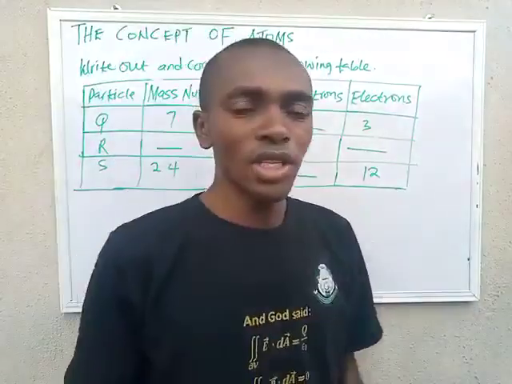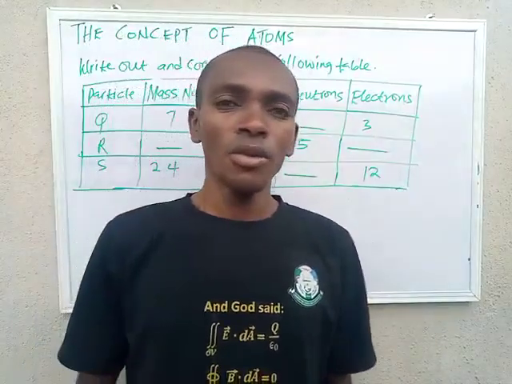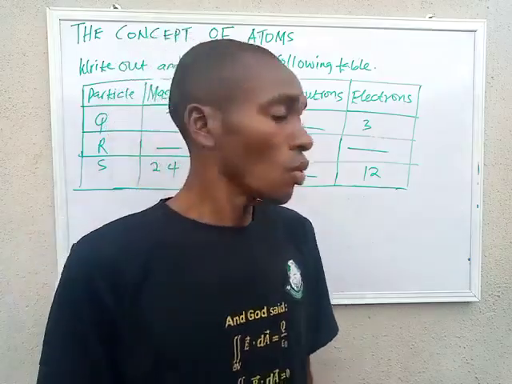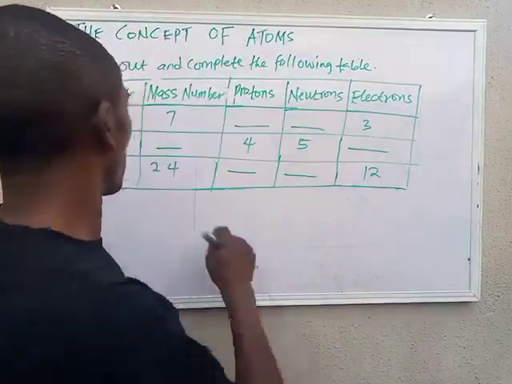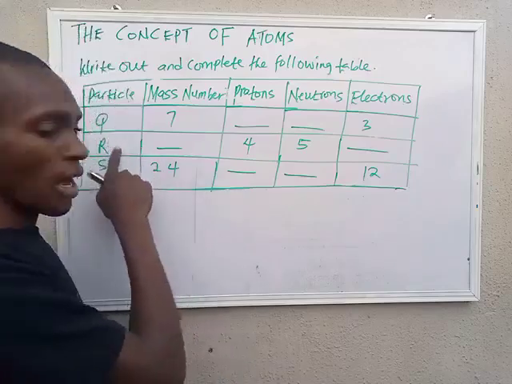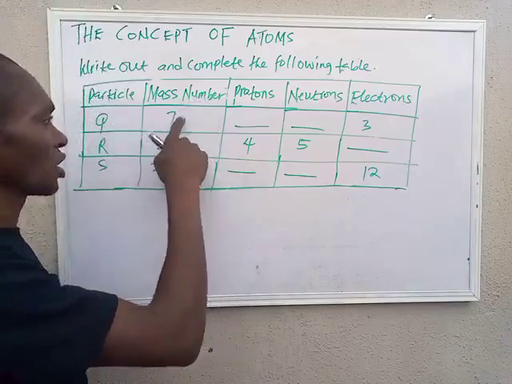Today I'm going to be showing us how to calculate mass number, number of protons, and number of electrons of an atom. We have this question here. Write out and complete the following table. The particles given here are Q, R, and S. Mass number for Q is 7.